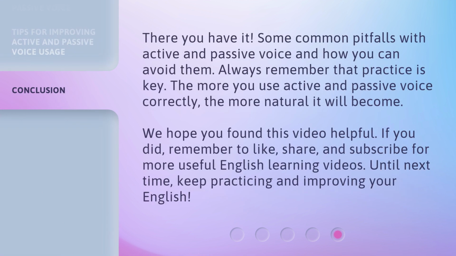There you have it. Some common pitfalls with active and passive voice and how you can avoid them. Always remember that practice is key. The more you use active and passive voice correctly, the more natural it will become.